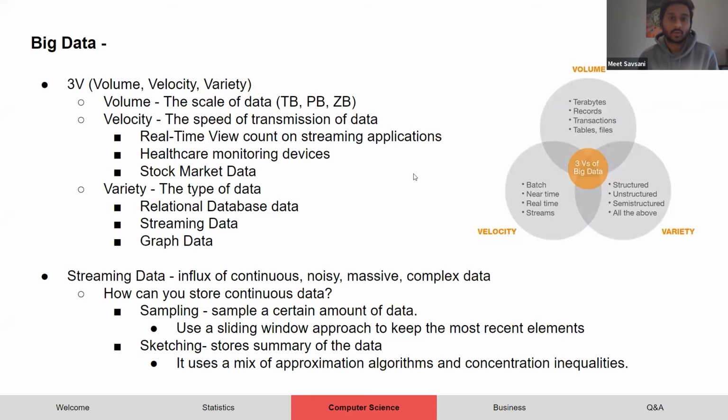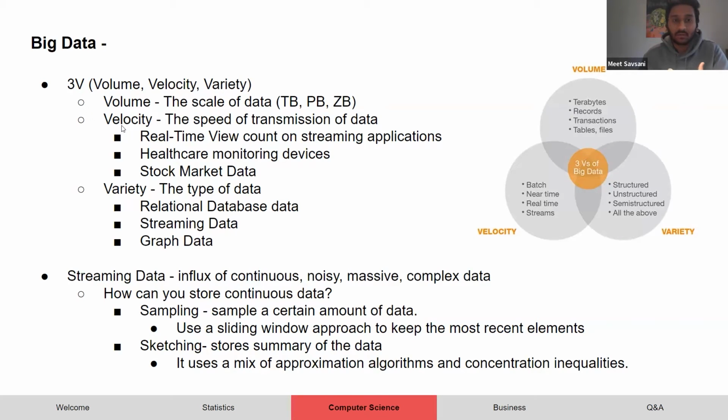So far we have looked at the concepts of binary search tree, decision tree, and Bloom filters. Further continuing with the computer science section, we'll look at big data. What is big data? Big data comprises 3 V's: volume, velocity, and variety. Volume stands for the scale of data, which can be in terabytes, petabytes, zettabytes of memory.